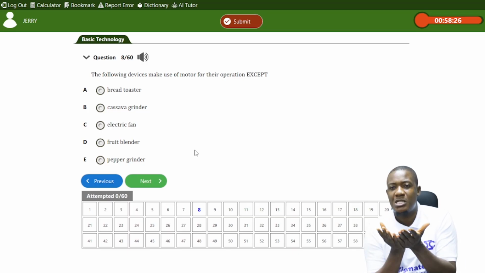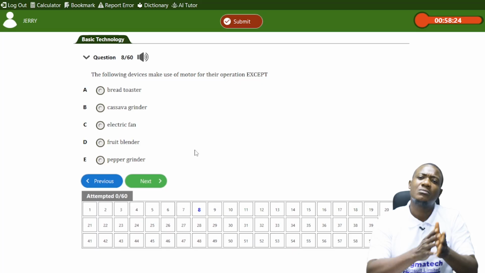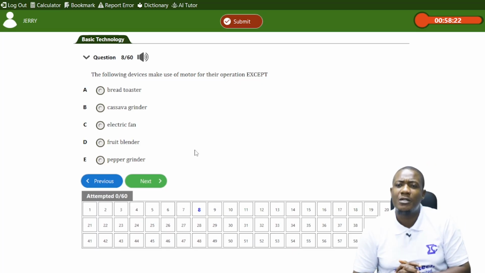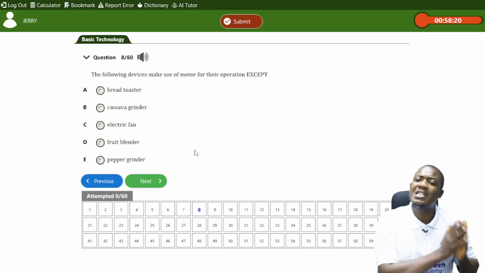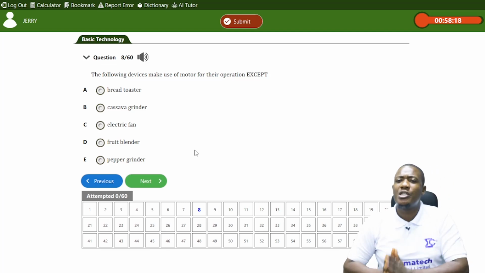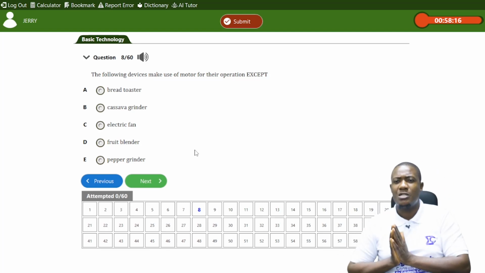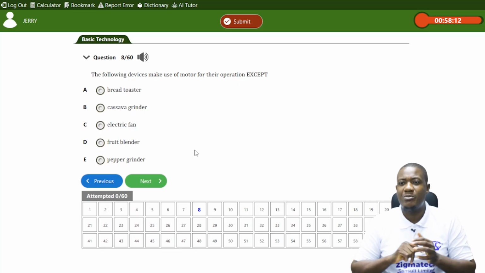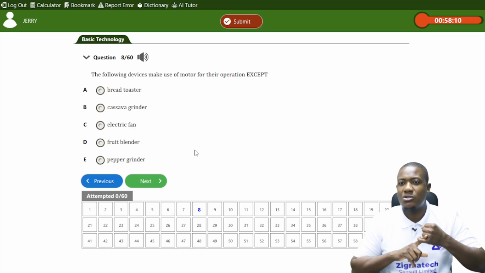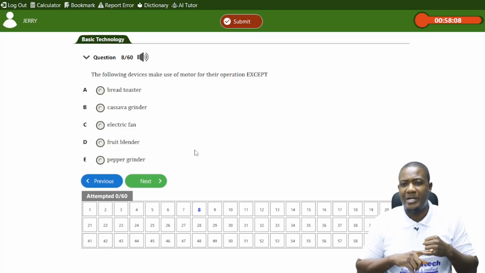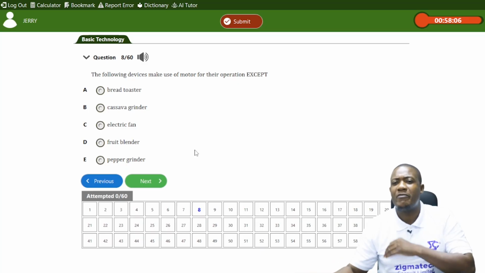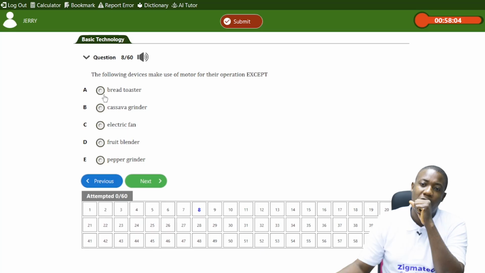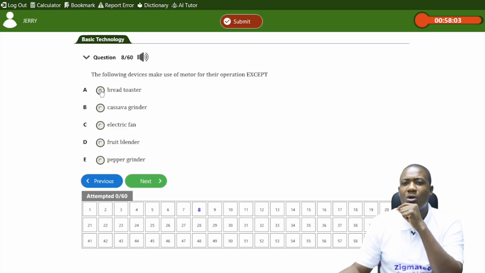So the bread toaster converts electrical energy into heat energy. So the bread toaster is the right option there. Alright, the bread toaster does not use a motor to operate. Rather, it converts electrical energy into heat energy.